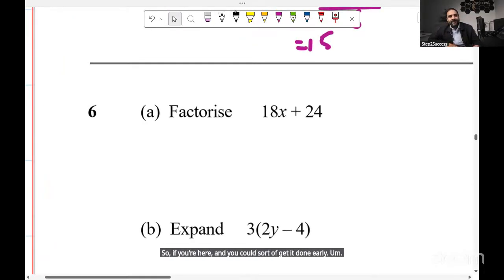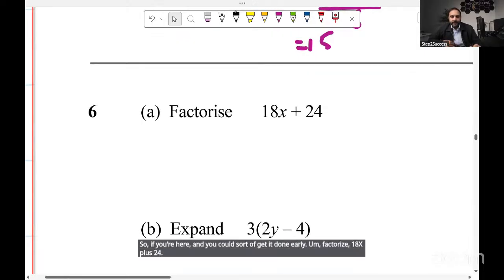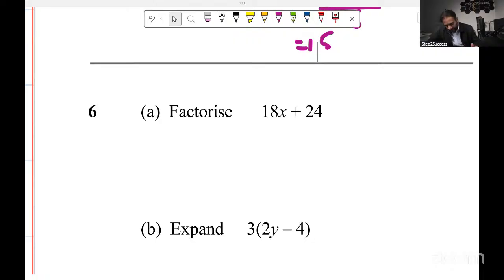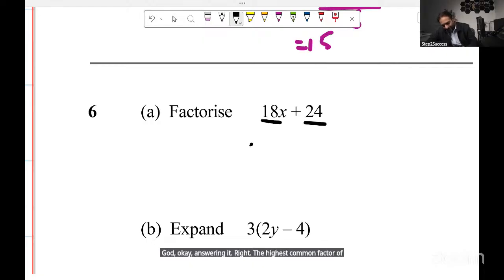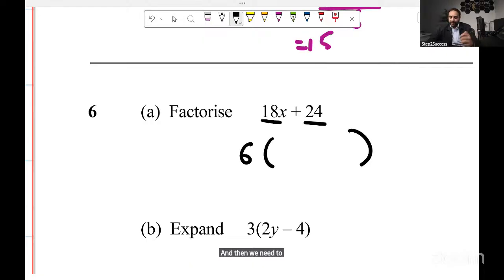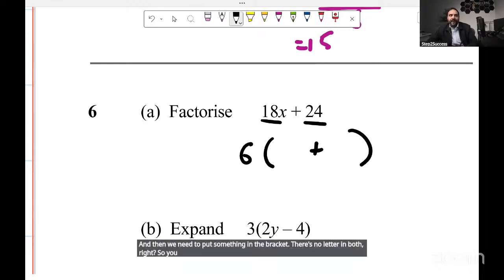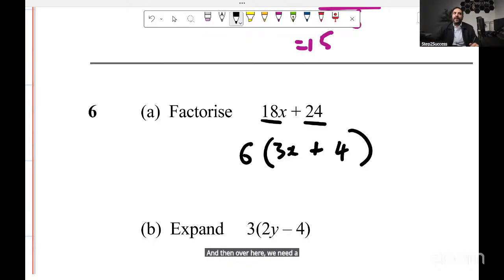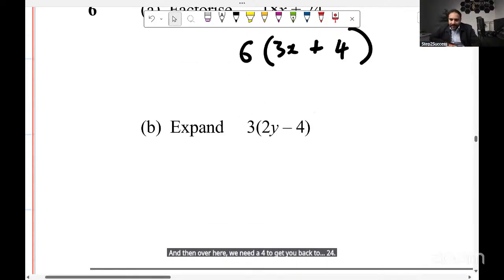Factorize 18x plus 24. Oh, God. Okay, answering it. Right. The highest common factor of 18 and 24 is 6. And then we need to put something in the bracket. There's no letter in both, right? So you can't take a letter out here. So we need the 3 to get you back to 18, and we need the x to get you back to 18x. And then over here, we need a 4 to get you back to 24. So 6 brackets 3x plus 4 is correct.